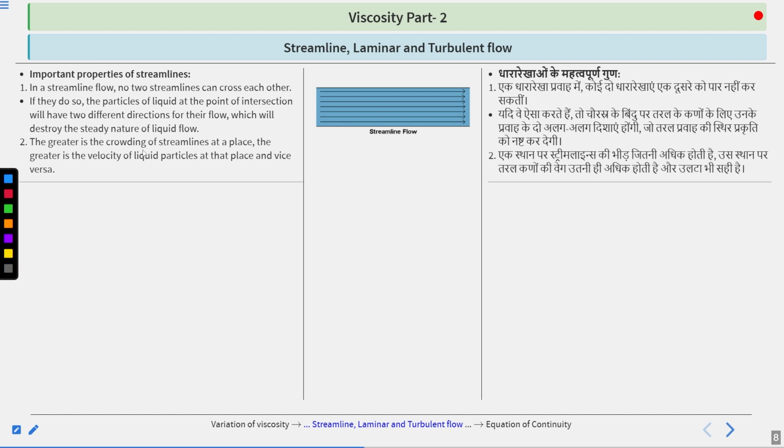The greater the crowding of streamlines at a place, the greater is the velocity of liquid particles at that place, and vice versa. So if the crowding of streamlines at a place is higher, the velocity of liquid particles is higher. If the crowding of streamlines at a place is lower, the velocity of liquid particles is also lower, because it is the vice versa case.